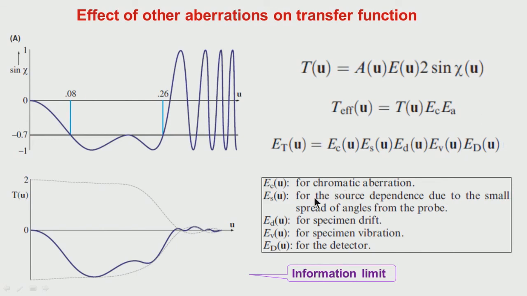Okay. Then there is the spread of angle of the beam, if the beam is not parallel. The specimen can drift, and vibration of the specimen can take place. There are so many factors, each one of them adds some sort of phase shift or distortion, and this will be added to the beam.